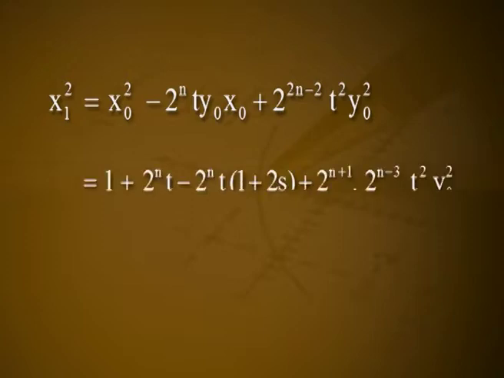Indeed, x1 square is equal to x naught square minus 2 raised to n into t y naught x naught plus 2 raised to 2n minus 2 into t square into y naught square, which is equal to 1 plus 2 raised to n t minus 2 raised to n t into 1 plus 2s plus 2 raised to n plus 1 into 2 raised to n minus 3 into t square into y naught square, which is congruent to 1 mod 2 raised to n plus 1.